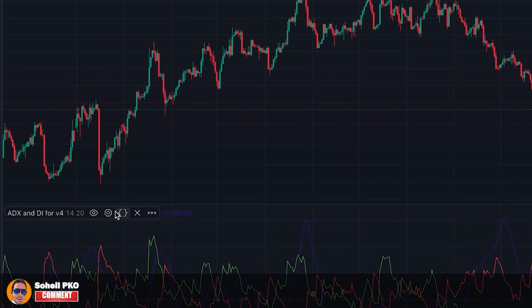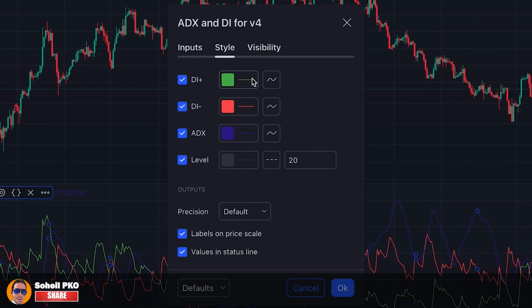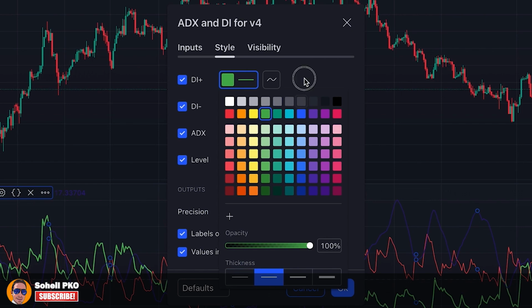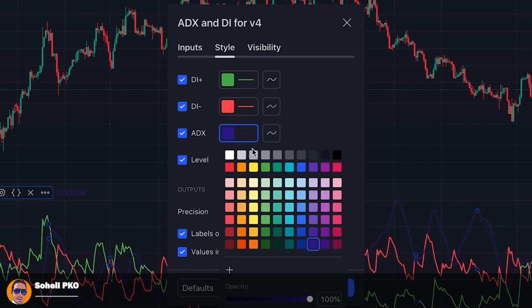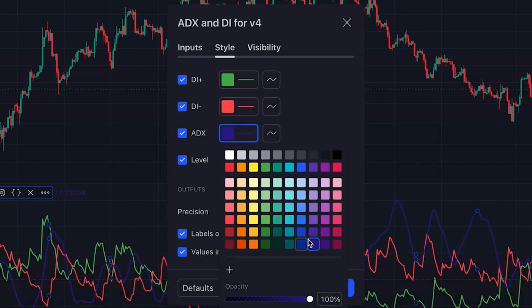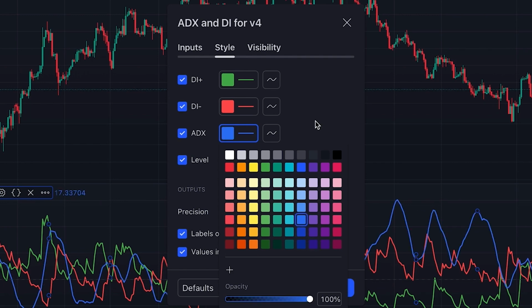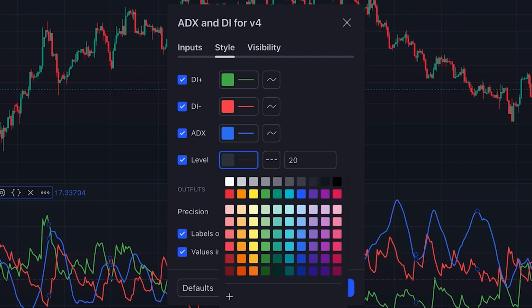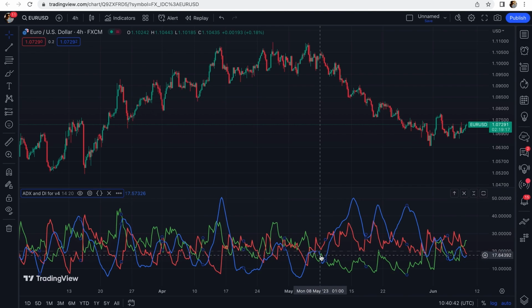First, let me increase the thickness of the lines so they can be seen easier. And let's change the color of ADX line to a lighter color so it will be more clear on the chart. Alright, we're done here and now it's better.